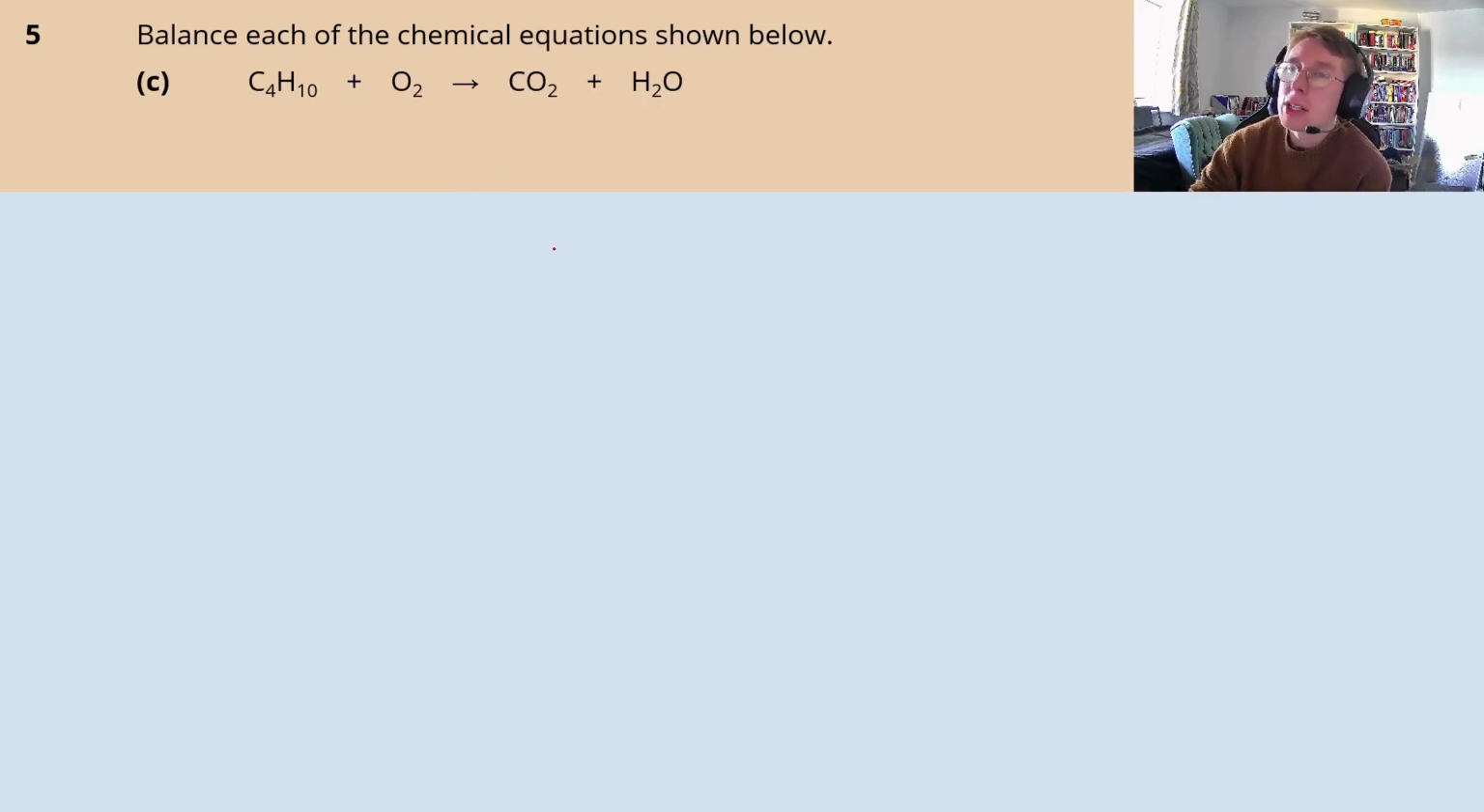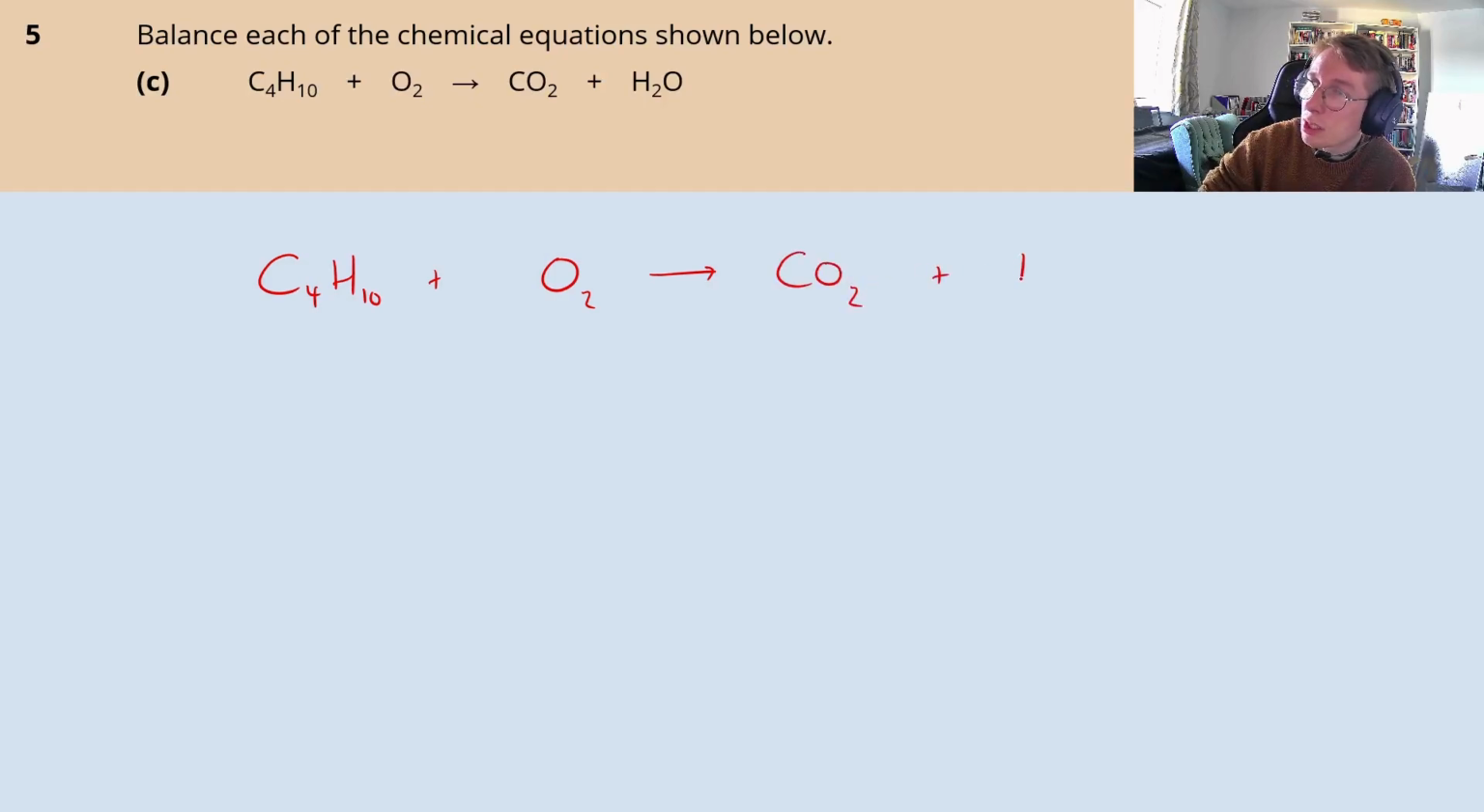This time we've got an example of a combustion reaction. So we've got C4H10 plus O2 goes to CO2 plus H2O. Now, a little word of advice for a combustion reaction. These ones are always easier if you do them in alphabetical order. So there's 3 elements here. There's carbon, there's hydrogen, and there's oxygen. Okay, so in the order of the alphabet, C, H, O, it's easier if you do it in that order.